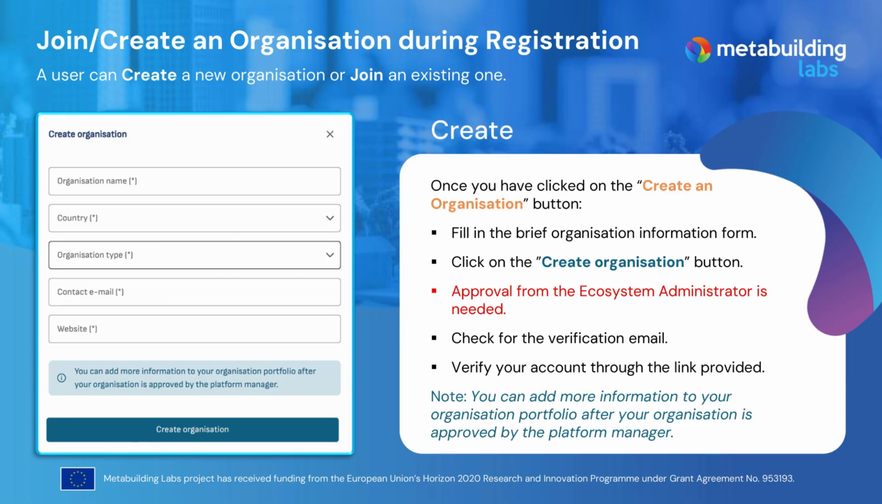This requires essential details like the organization's name, country, organization's type, contact email, and website. After ensuring all mandatory fields are complete, click on the Create Organization button to finalize the submission. Just like joining, this step requires authorization. Approval from the ecosystem administrator is needed to validate and activate your organization's profile on the platform.